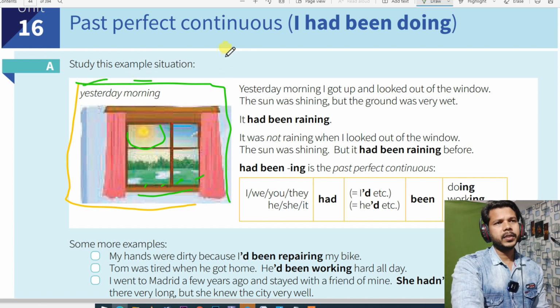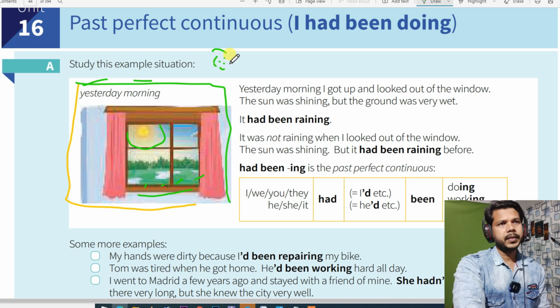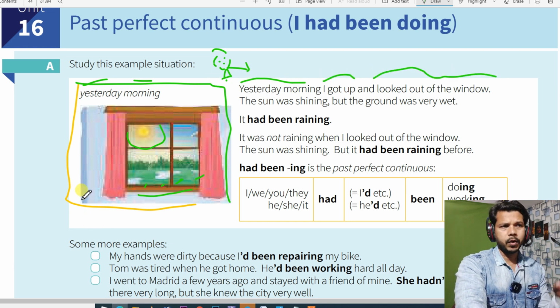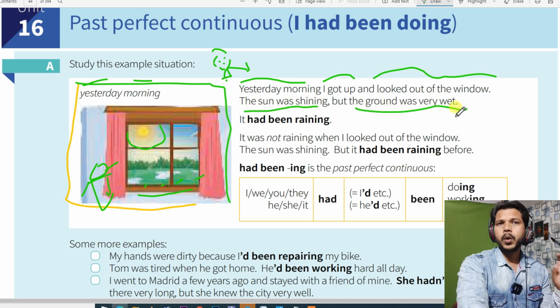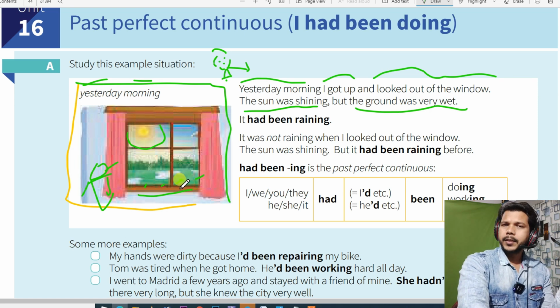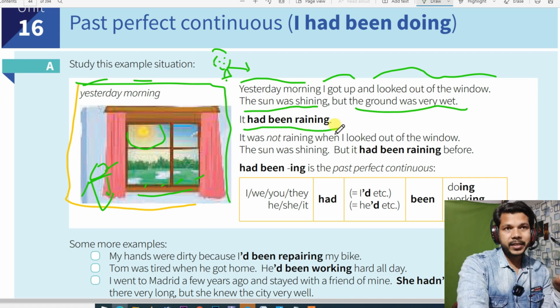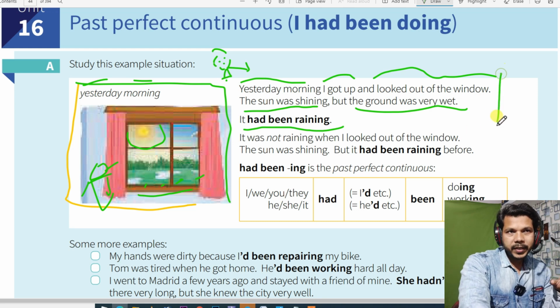So suppose there is a person, and this person is telling you a story. This person is saying that, hey, yesterday morning I got up and I looked out of the window. If this person got up and looked out of the window, the sun was shining, but the ground was very wet. It means what? How did this ground get wet? It had been raining, that's why the ground was wet. So this is the situation when you have to use had been.